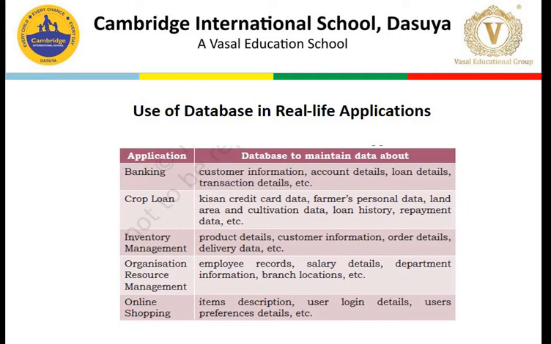Another application is online shopping, like Amazon and Flipkart. They store information in the database regarding item descriptions, user login details, user preference details, and which sort of products a customer is buying from their site. There are numerous examples, like railways, airlines, schools, and colleges. Each and every organization has a database with them. No organization can survive without a database.